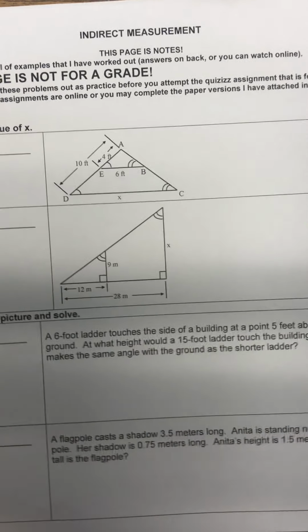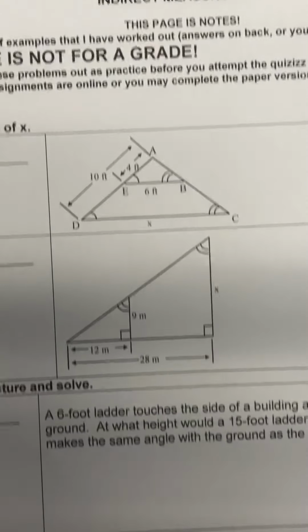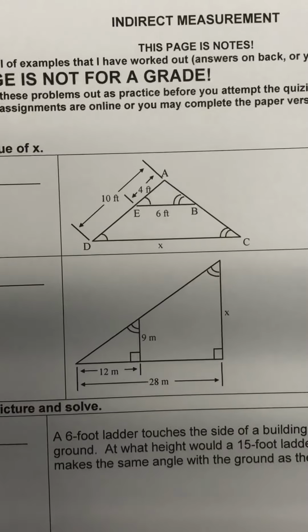Let me zoom in. So for the first one, we want to find x. And hopefully you can see here's a smaller triangle and here's a larger triangle. So I'm going to set up a proportion. Basically, I'm going to set up left side of the small triangle over left side of the big triangle. So 4/10, that's the small triangle to the big triangle.